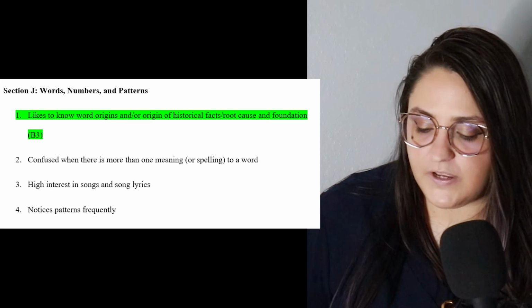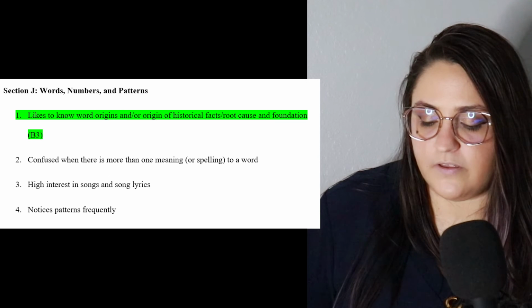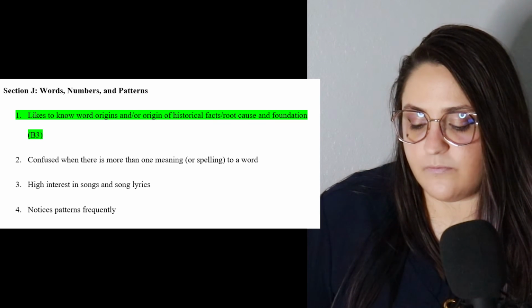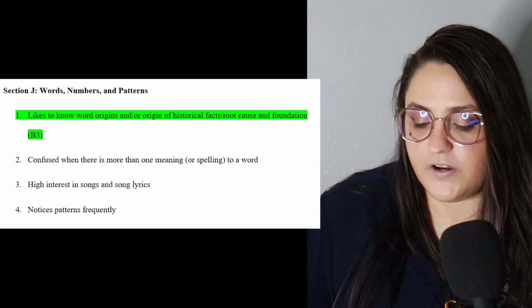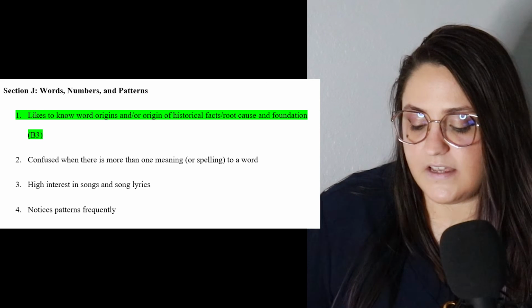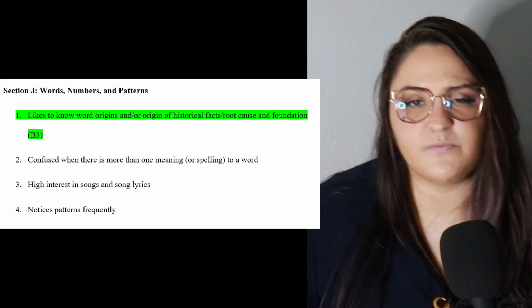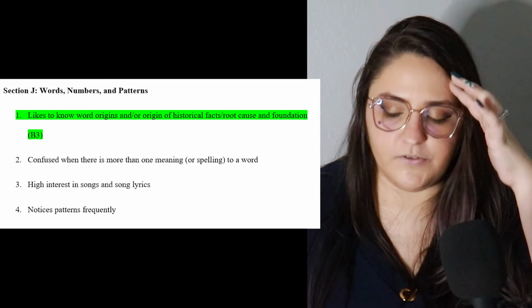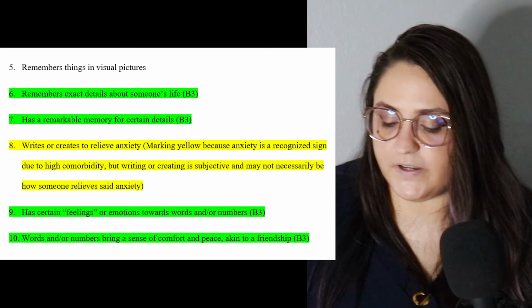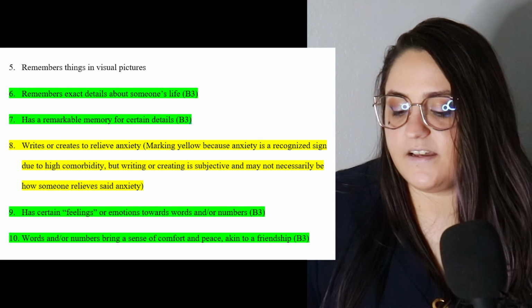That falls under B3. The next 4 don't really fall under anything. Confused when there's more than one meaning or spelling to a word. High interest in songs and song lyrics. Notices patterns frequently, which I'm surprised because I feel like that's a common thing people talk about. Remembers things in visual pictures. Remembers exact details about someone's life.